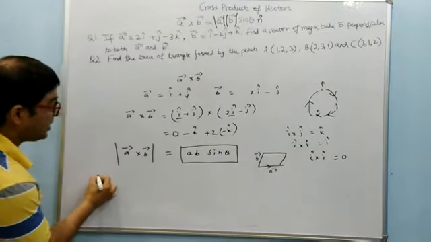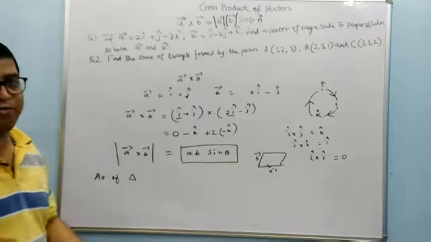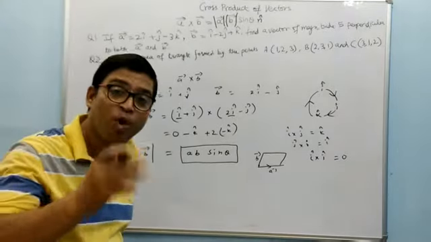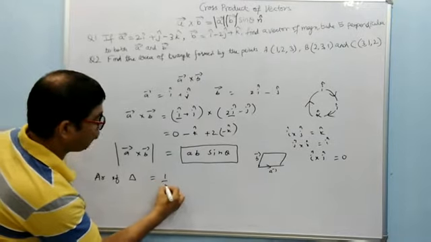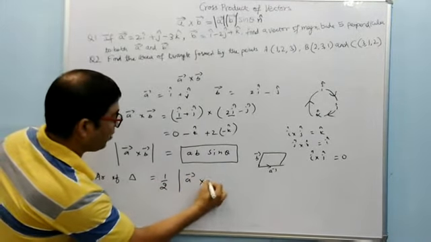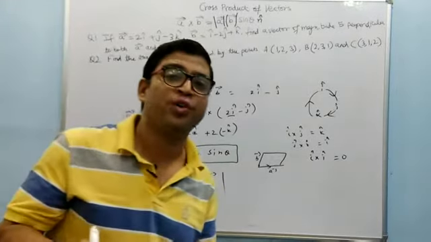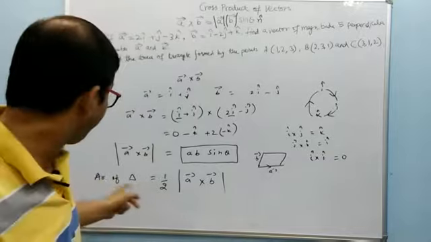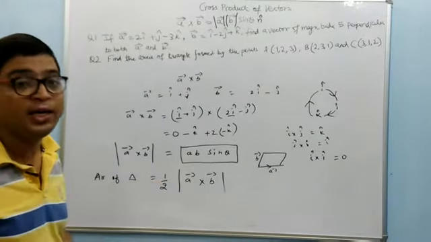So what is area of triangle? We know that area of triangle is half the area of the corresponding parallelogram. So area of triangle is 1 by 2 modulus of vector A cross vector B. We are finding the magnitude of the area of triangle. This is a very important result. We will be using it.